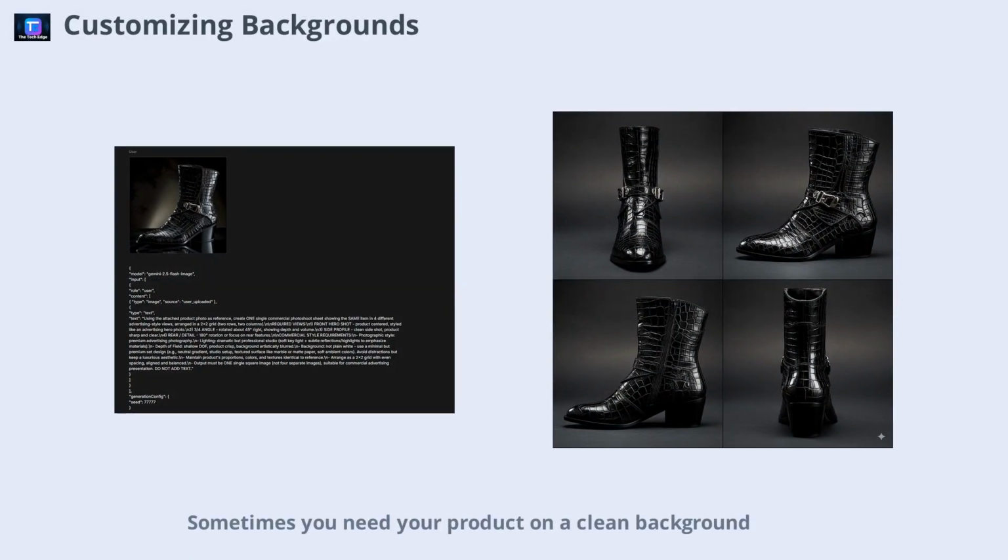Sometimes, you need your product on a clean background. Nano Banana makes this easy. By adjusting your prompt, you can specify a white or gray background for your product images. This is perfect for catalogs or online stores, where consistency and clarity are key. The process remains the same. Upload your image, tweak the prompt, and let the AI handle the rest.